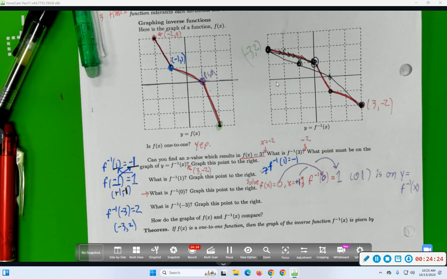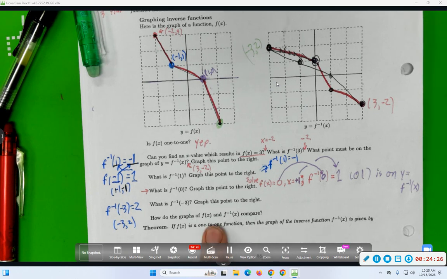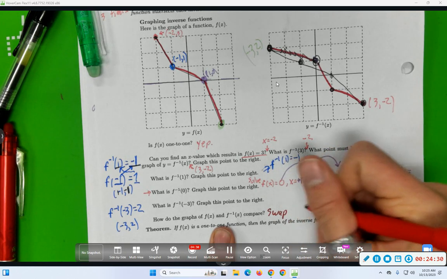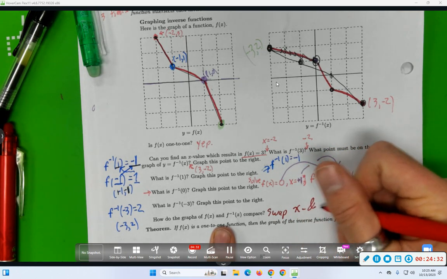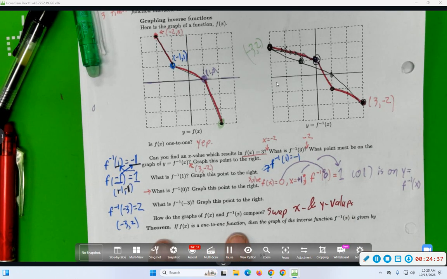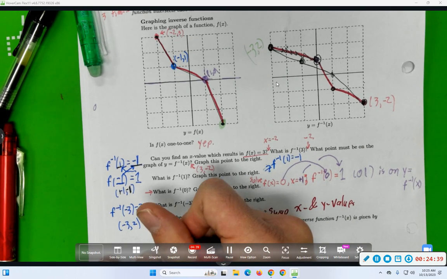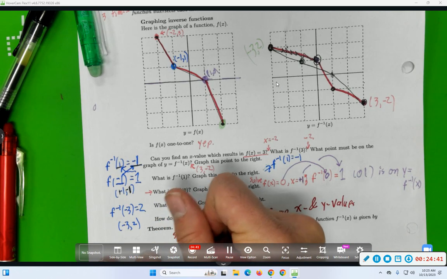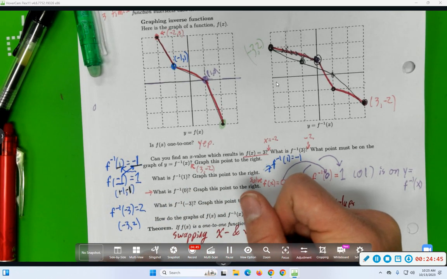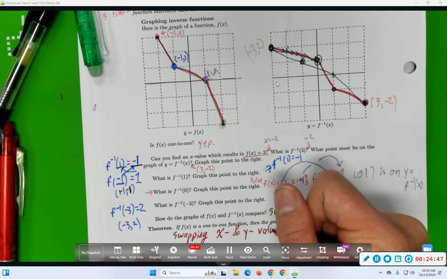Nice. Let's write that down. How do you get the graph of f and f inverse? You swap x and y values. If f is a one-to-one function, then the graph of the inverse function is given by swapping x and y values.